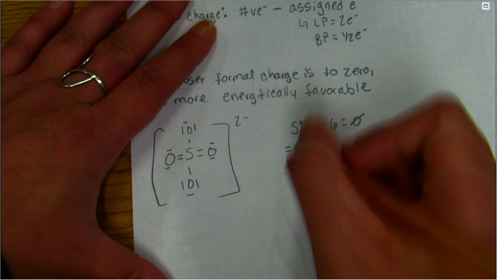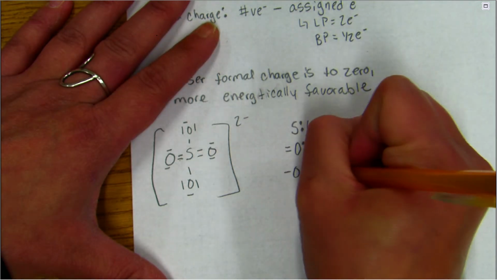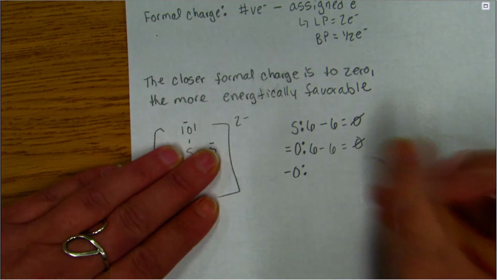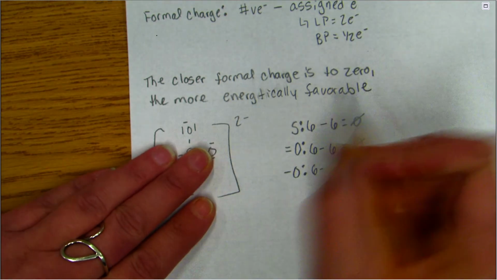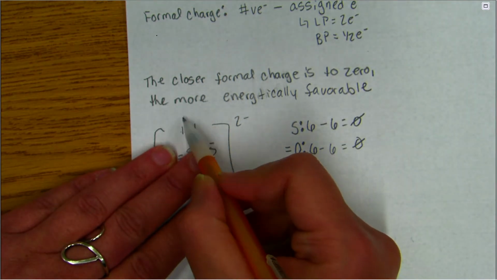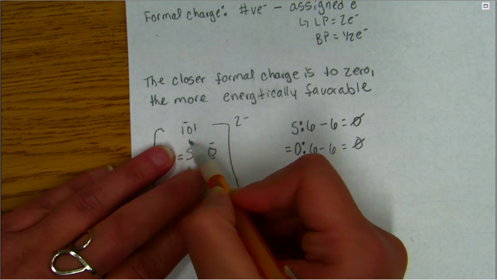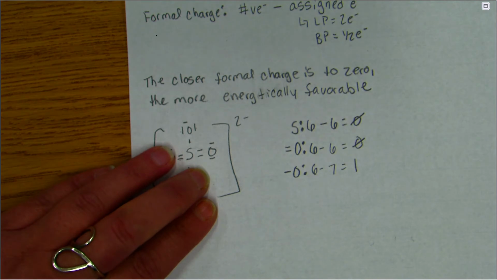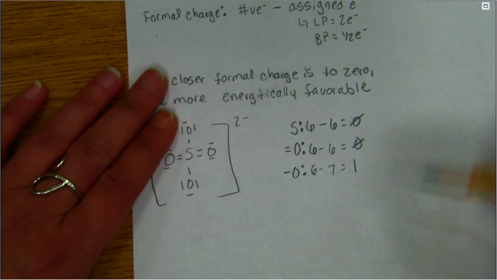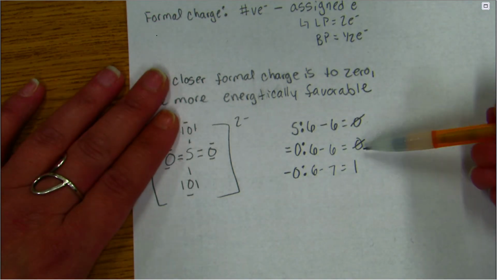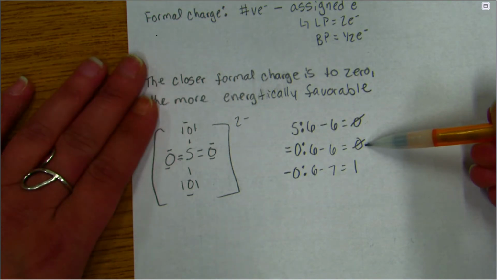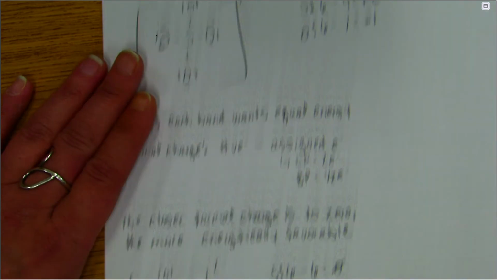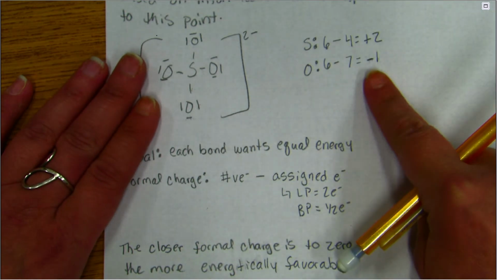All right, let's look at our single bonded oxygen. So my single bonded oxygen still has 6 valence electrons. It has 2, 4, 6 from the lone pairs, plus 1 being shared is 7. So this is more energetically favorable because I have more parts of the overall compound closer to 0 than I did in the original way that we drew it.